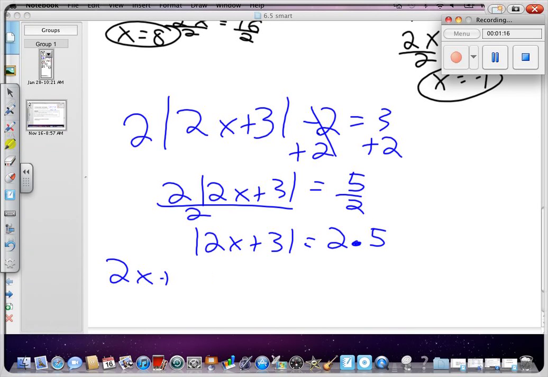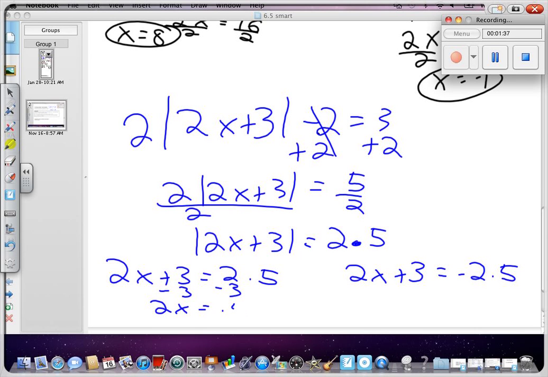I get 2x plus 3 equals 2.5. I don't believe you guys have any that come up with decimals like this. And then you get 2x plus 3 equals negative 2.5. Stop complaining. Write this down. Now I'm going to subtract 3 from both sides. And I get 2x equals 0.5.